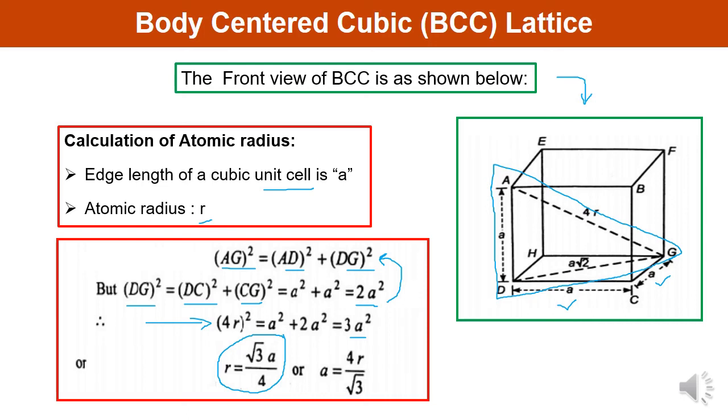Alternatively, you can calculate the edge length. If the atomic radius is given, then you apply this formula, A equals 4 upon root 3 into R. So you have to remember each and every point: how many lattice points there are per unit cell, and how to calculate the atomic radius for each type of lattice structure.